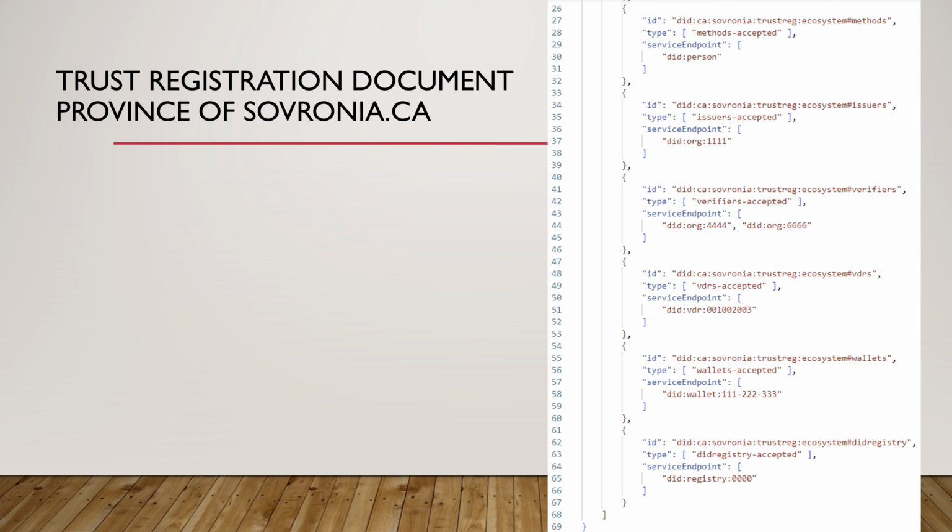But we only had two instances of a wallet in our example scenario, but they're both of the same sort of make and model. And that make and model of wallet was defined as DID colon wallet colon 111222333. At the very bottom, we have the DID registry that's accepted as part of the province of Saronia ecosystem, and there is only one. And so it's DID colon registry colon 000.